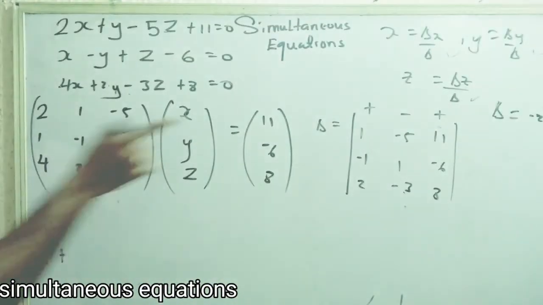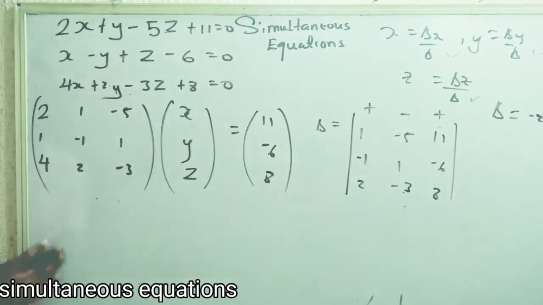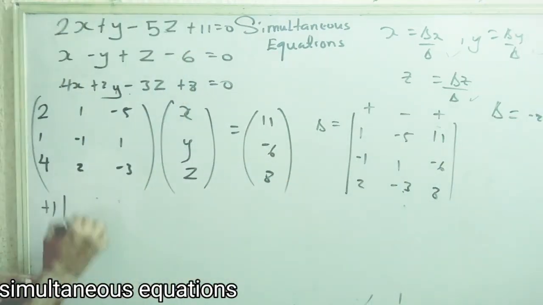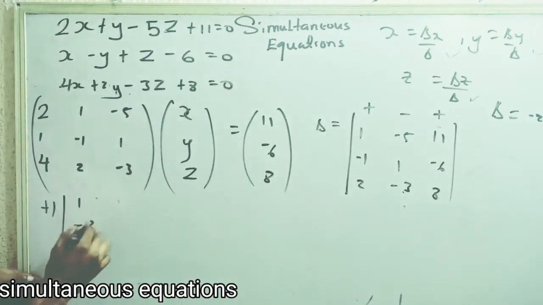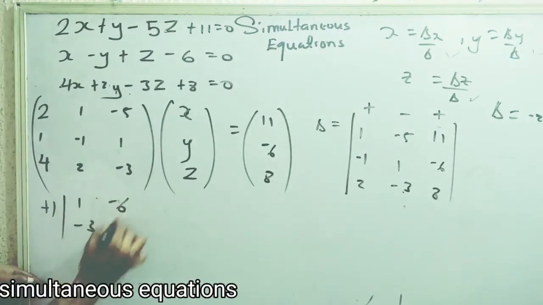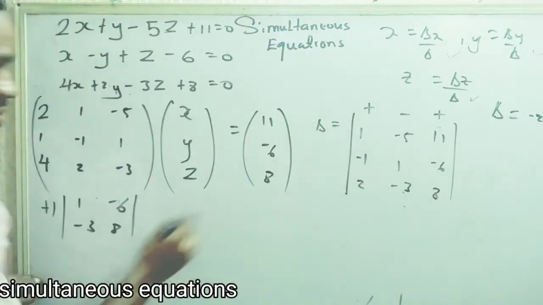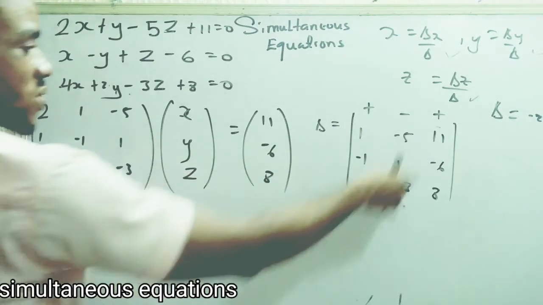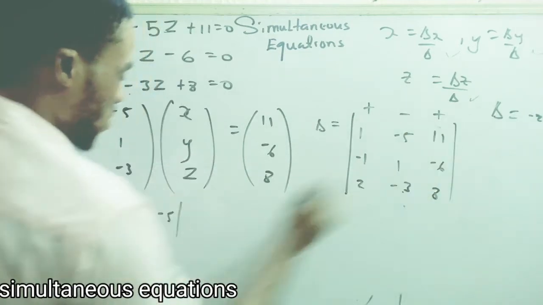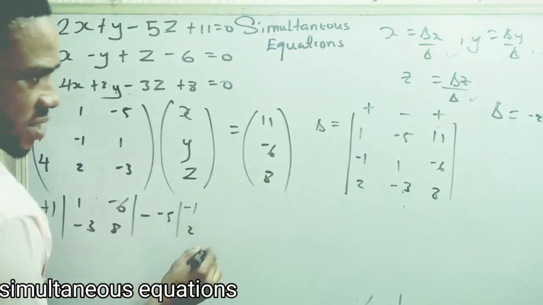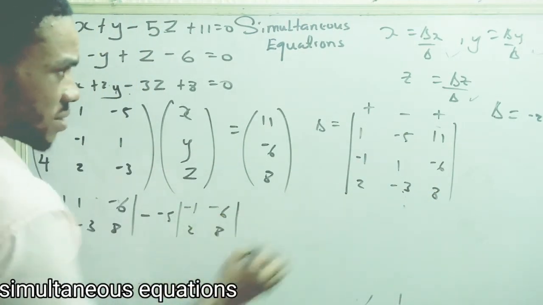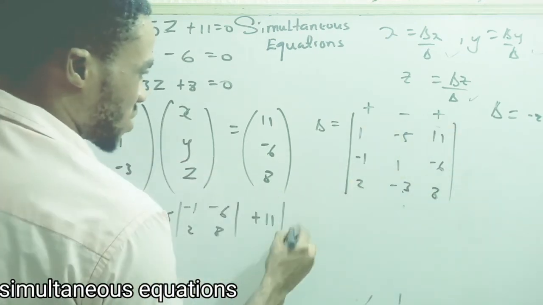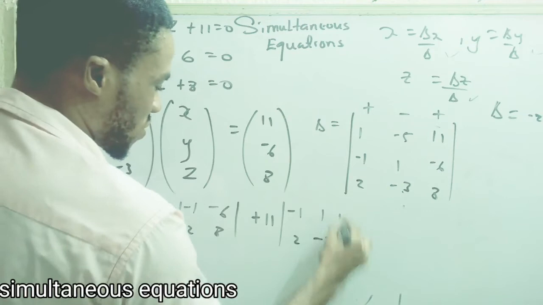I will pick the 1 first. So I have plus 1. This will go, this will go. So I have 1, minus 3. Then I have minus 6, 8. Pick the minus 5 together. It has 2 minuses, that's minus, minus 5. Then over there, this will go, this will go. So I have minus 1, 2. Then I have minus 6, 8. Pick the 11. This will go, this will go. So I have minus 1, 1, 2, minus 1, 3.